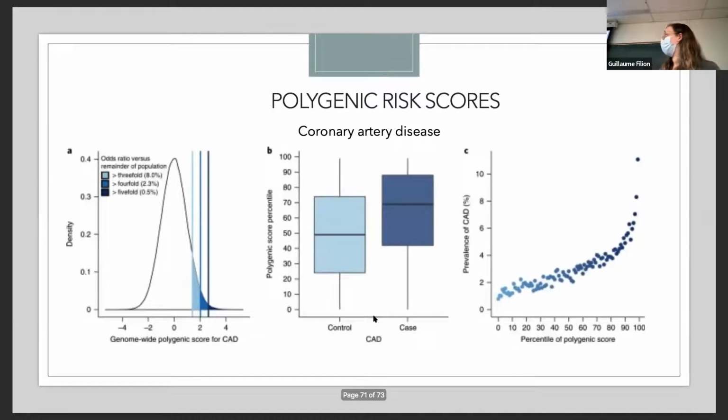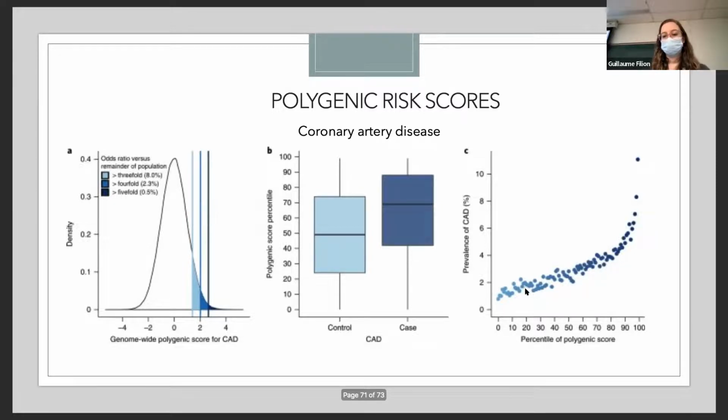So this is an example from coronary artery disease. This is the polygenic score on the y-axis, so a higher score is a higher risk for coronary artery disease. And sure enough, they found that those individuals with the disease had a higher score than the controls. So this seems to be working.